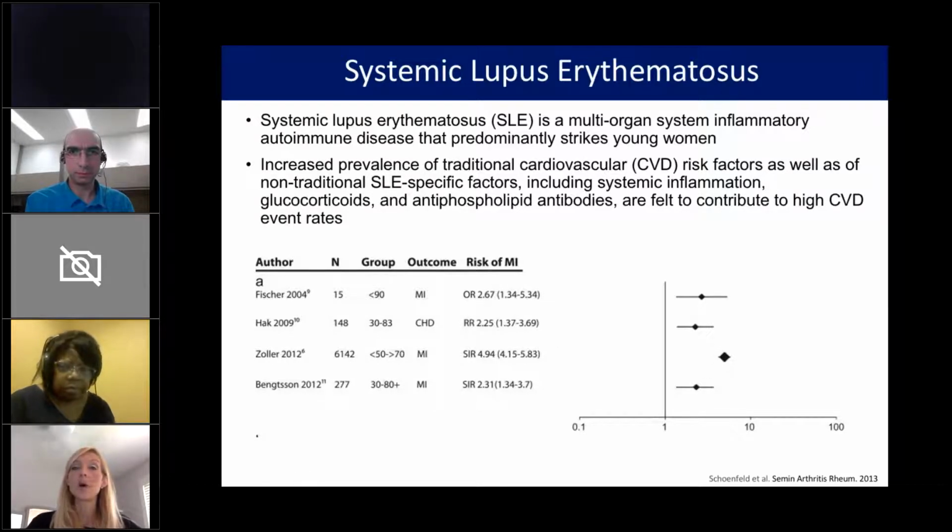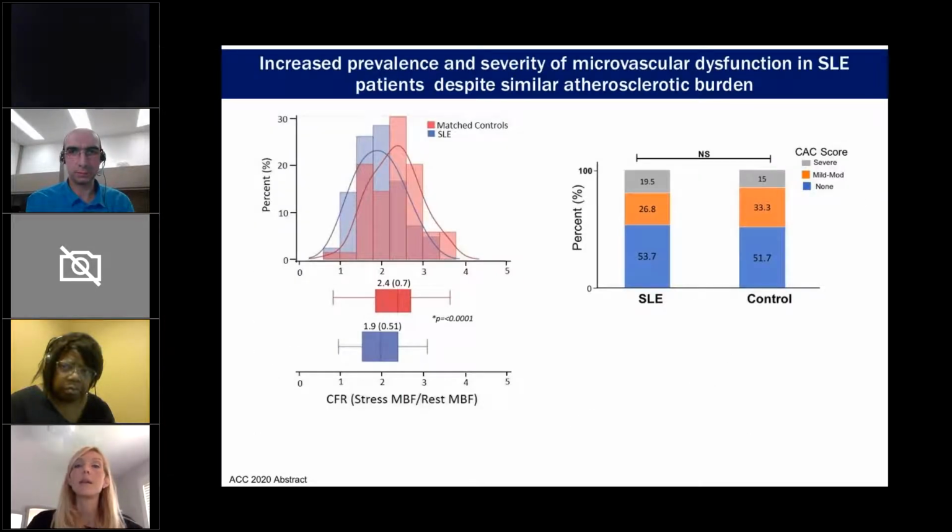Similar to the design I just walked you through, we addressed this question using the same method with adjudication by physician review and matching for age, sex, and all the cardiovascular risk factors. Similar to psoriasis, we found that in patients with lupus, there was a higher burden of coronary microvascular dysfunction and increased severity that was similarly not due to the atherosclerotic burden shown here in the right panel.